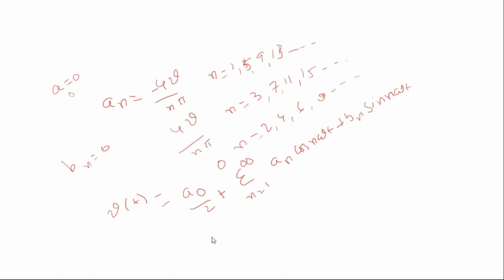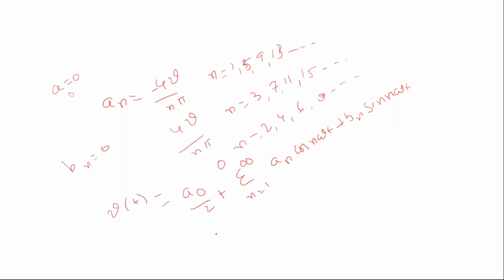Now, if you substitute the A0, An and Bn values here, your A0 is 0, already we calculated it, and Bn is also 0, so this part is not there. Then we have An only, but An will exist only for odd values. For even values, it is 0 again. So you can write this as: I'll take minus 4V by pi common.